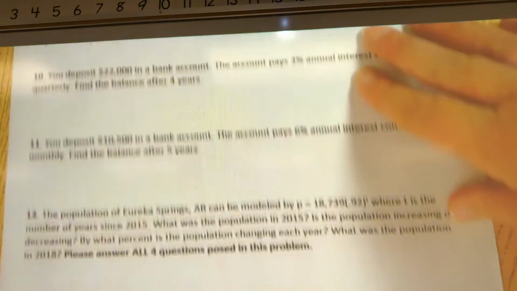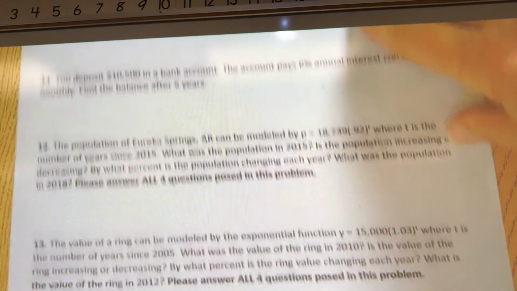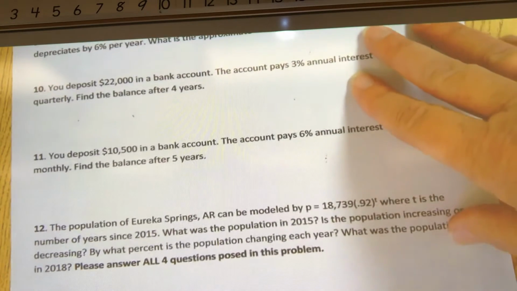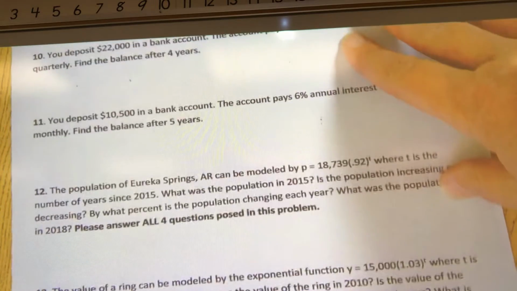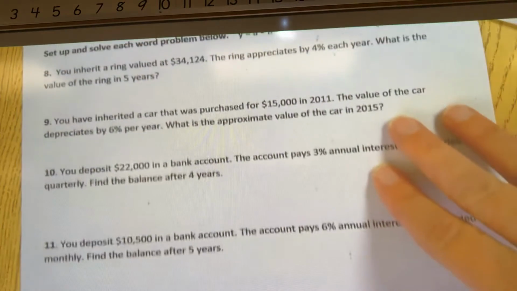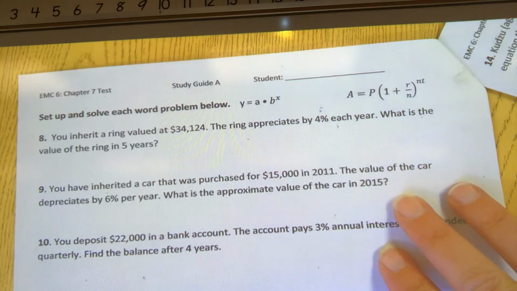So lots of great questions. You only have 13 questions on your test. So every question that's on this page is pretty similar to what you're going to have on the test. And then the last page.